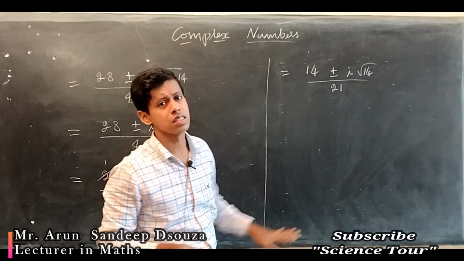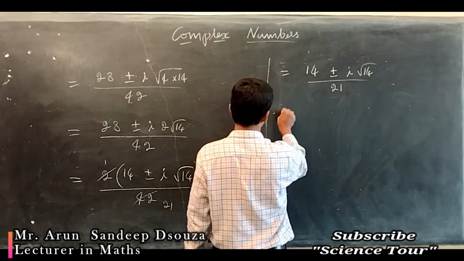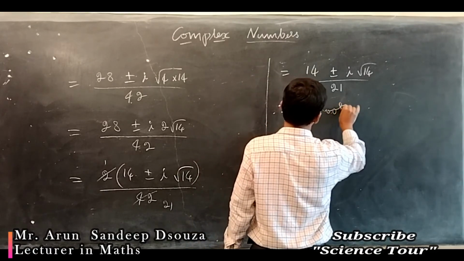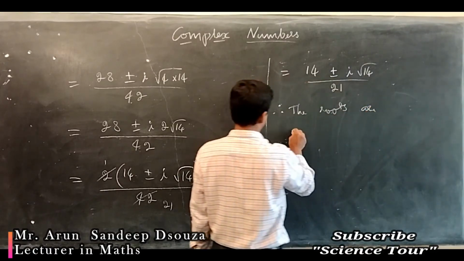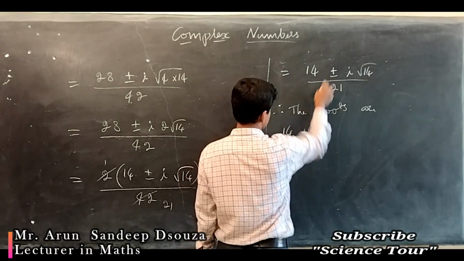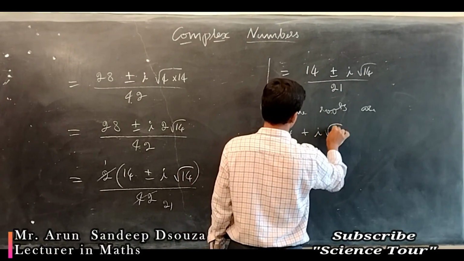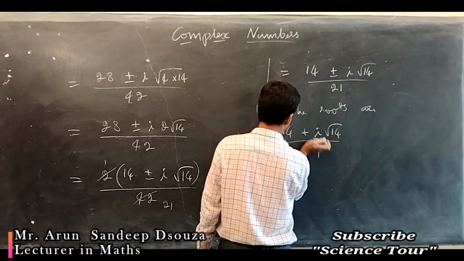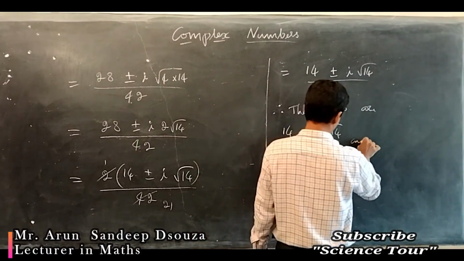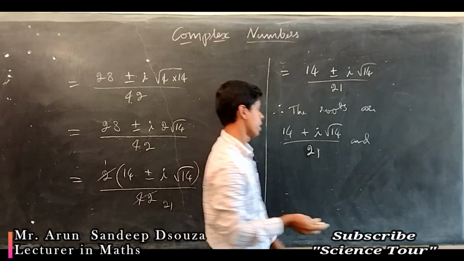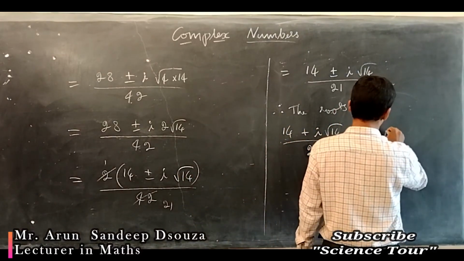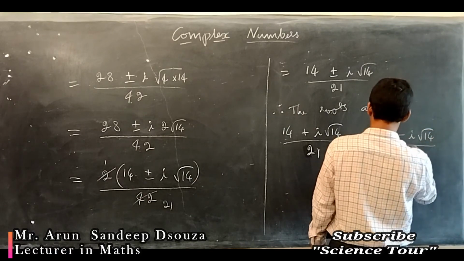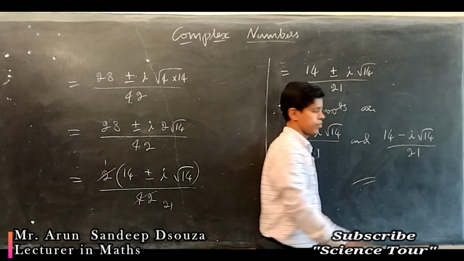It doesn't matter. Therefore the roots are, first with plus as always, divided by 21, and next you write with minus. So this is (14 minus i root 14) divided by 21.